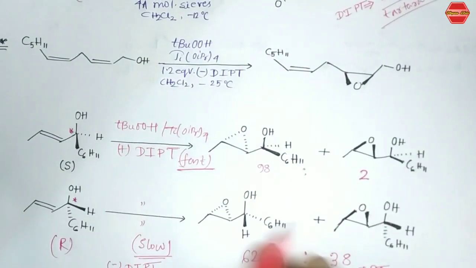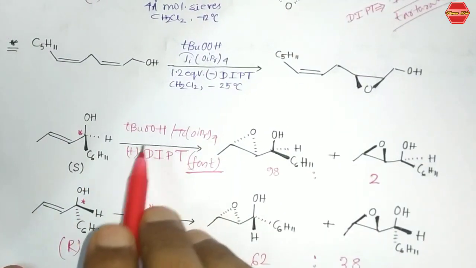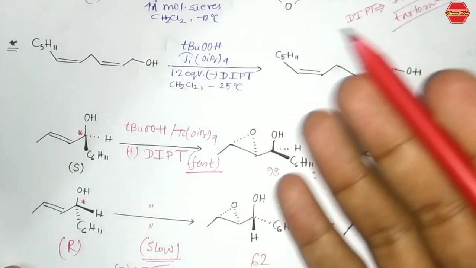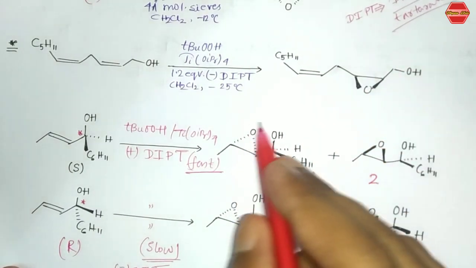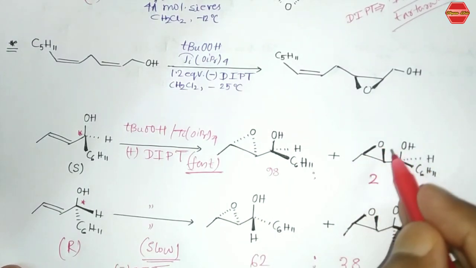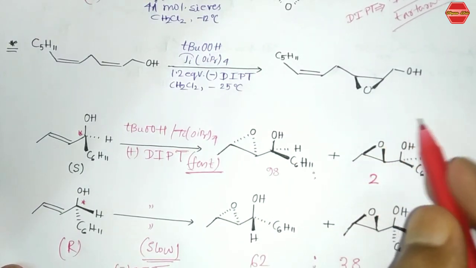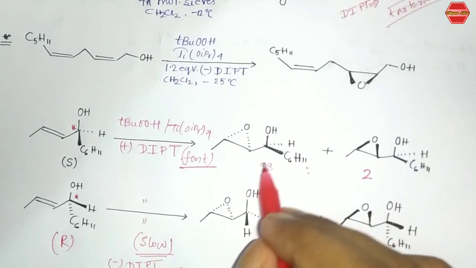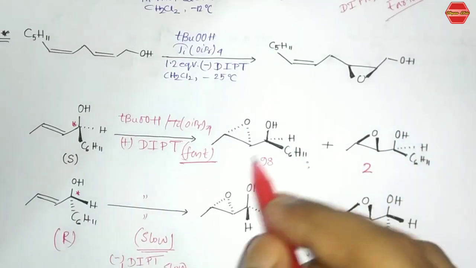Now see the product, that is with plus DIPT. We all know that this epoxidation will take place in the dash position. So this will form in the dash position, and there is a smaller amount of formation of the above epoxy alcohol. But this is in a very much higher amount, that is 98%.